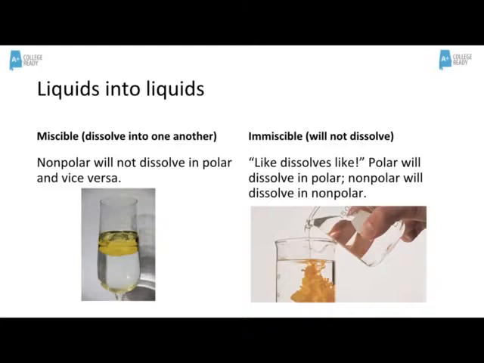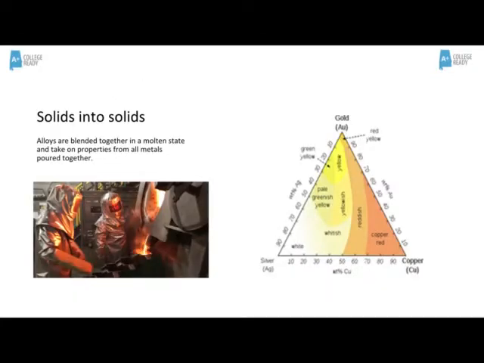You can also dissolve liquids into liquids. Sometimes they will dissolve, and this is called a miscible liquid, and sometimes they will not dissolve, so that would be called immiscible. The rule that we use for this is like dissolves like. If something is polar, it will dissolve in something that is polar because of that attraction, or if something is nonpolar, it will dissolve in something that is nonpolar. However, if they are different polarities, then they will not dissolve, like oil and water. Water is polar, oil is nonpolar, so if you try to mix them together, it doesn't work. They just separate, so we would say that they are immiscible.